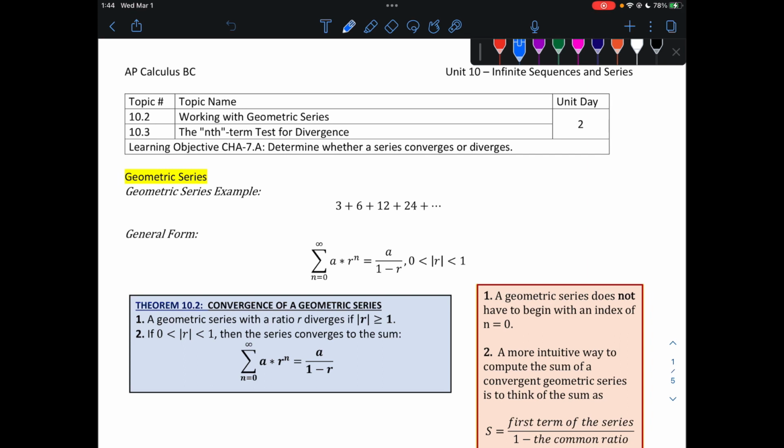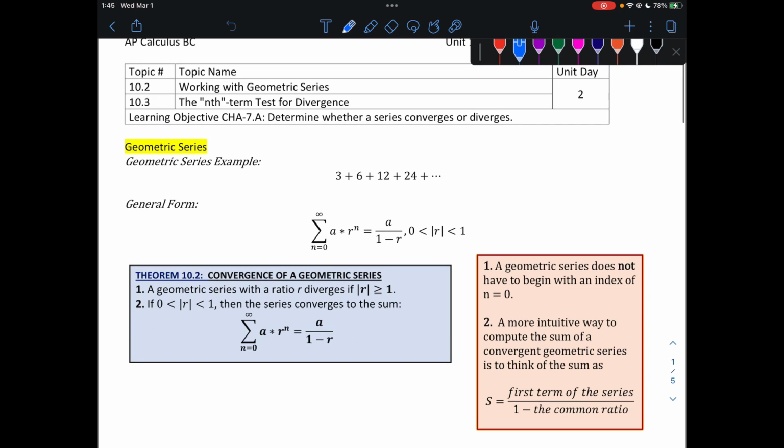And in this video, we're going to talk about a few different things. One, we're going to start talking about working with geometric series. This is really a pre-calculus review. But also then we're going to start talking about the nth term test for divergence, which is not a pre-calculus review. All right, so let's start with talking about geometric series.